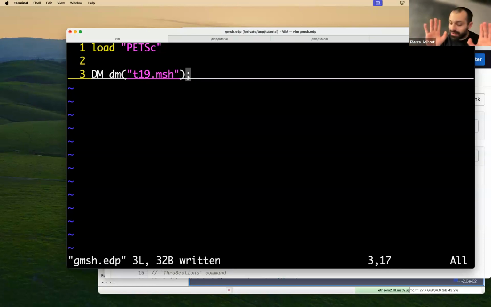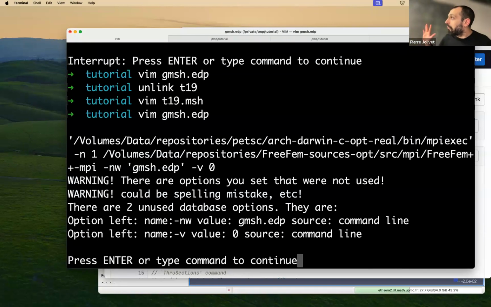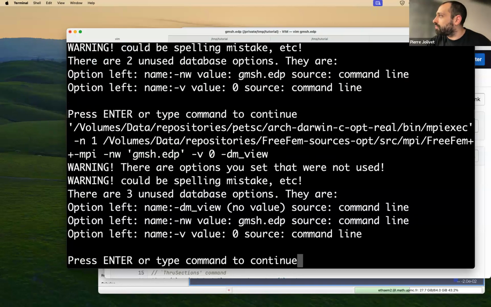Okay, so let's go slowly but surely. FreeFem run -1 gmsh.edp. Okay, so let's try something slightly more advanced. Let's do something like dm_view.